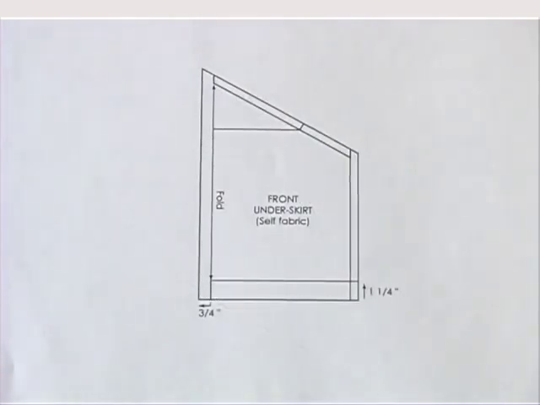Trace the front underskirt pattern. Add 1 1/4 inch at the hemline. Add 3/4 inch as a fold back facing, and add a 1/2 inch to the remaining sides of the pattern. Touch the pause button, complete the pattern, and when finished, push play to continue.